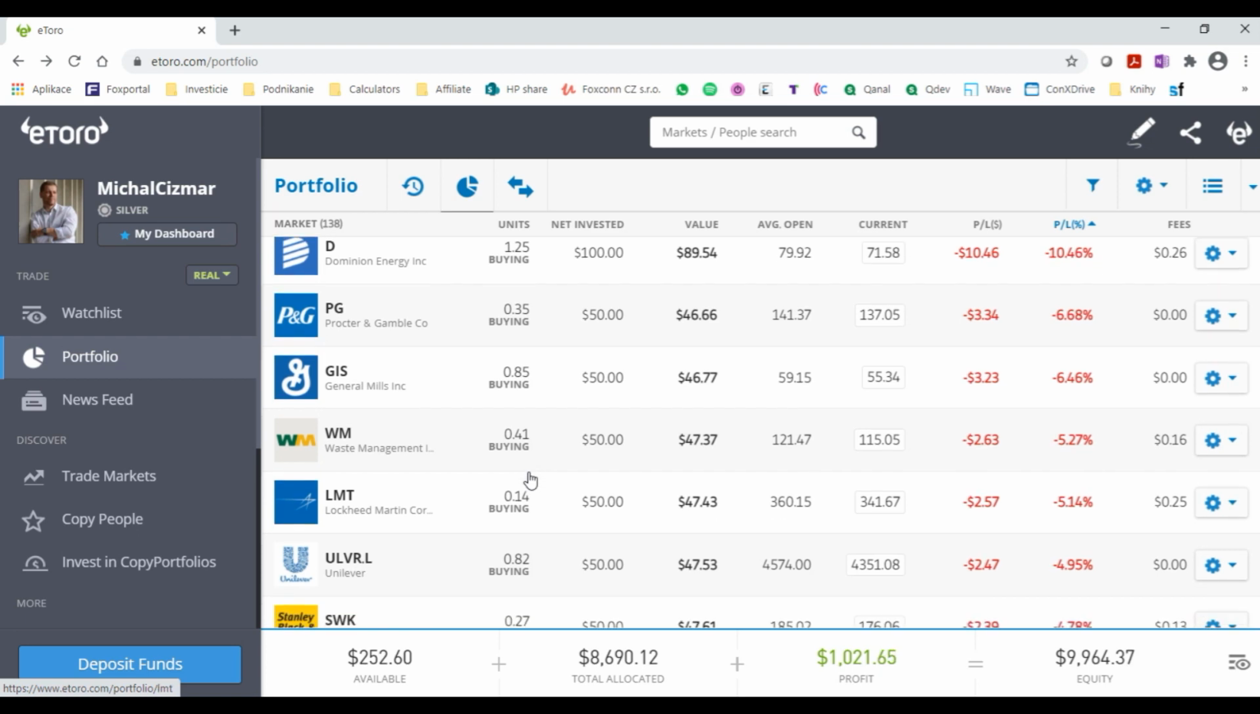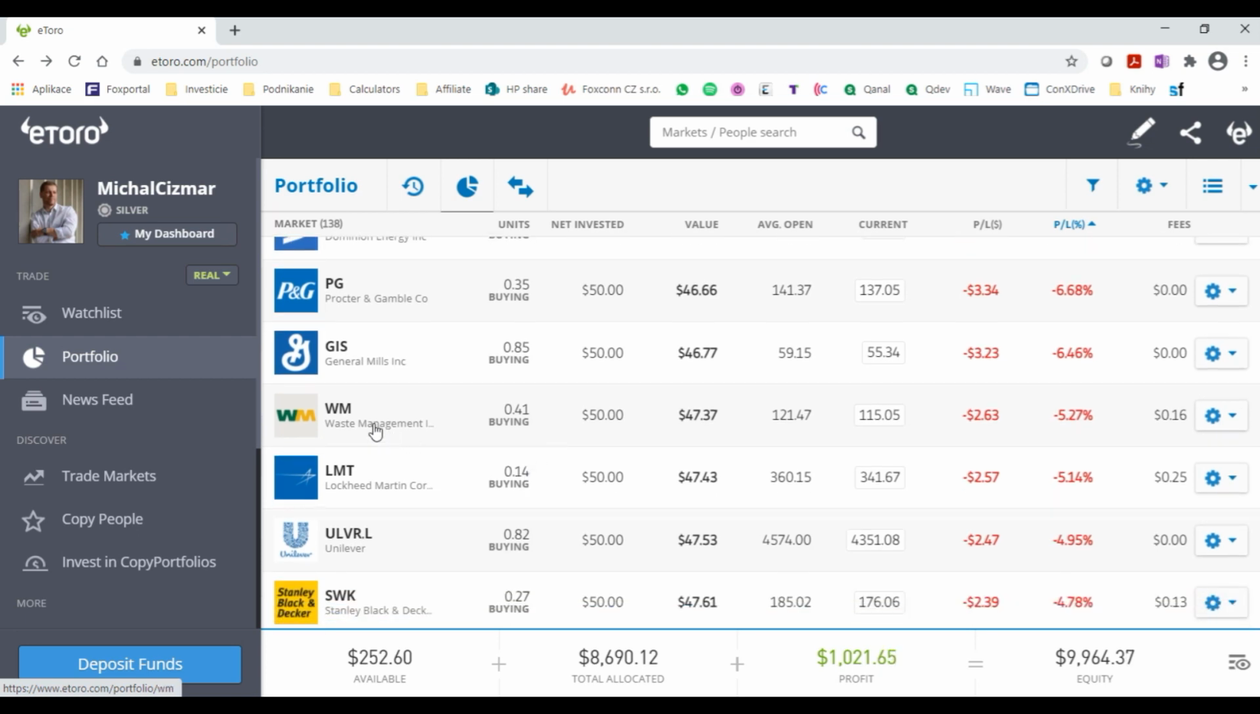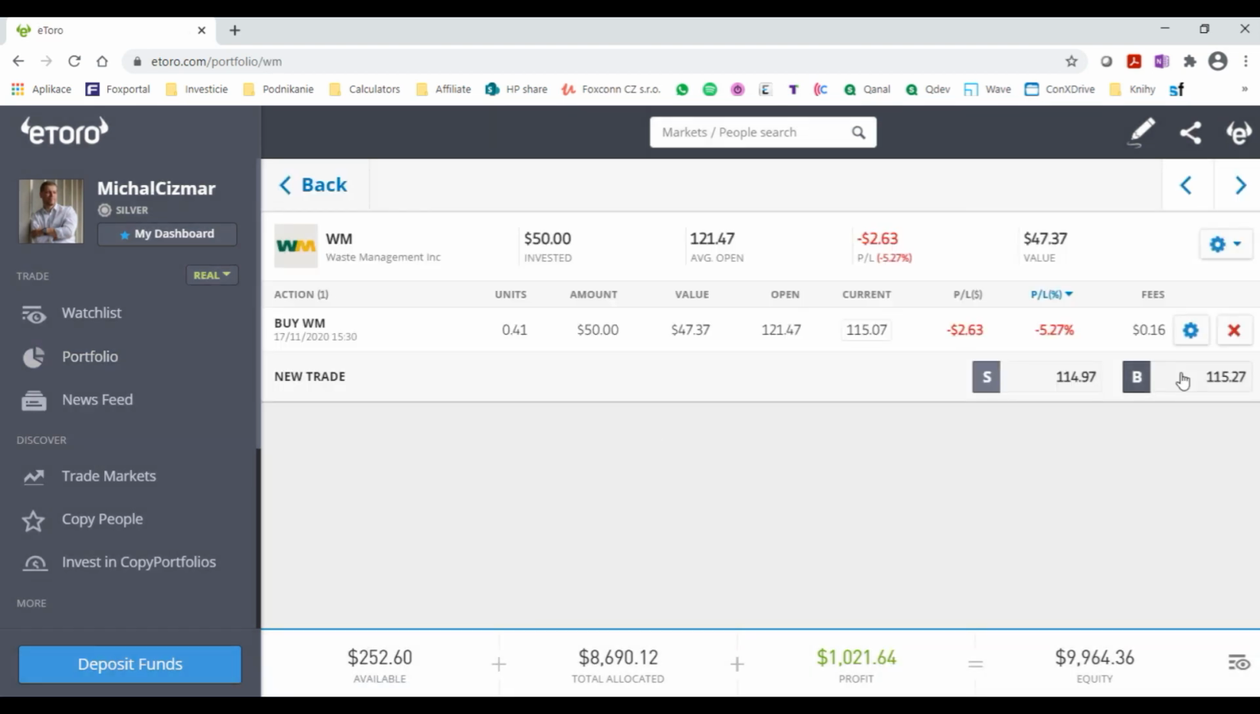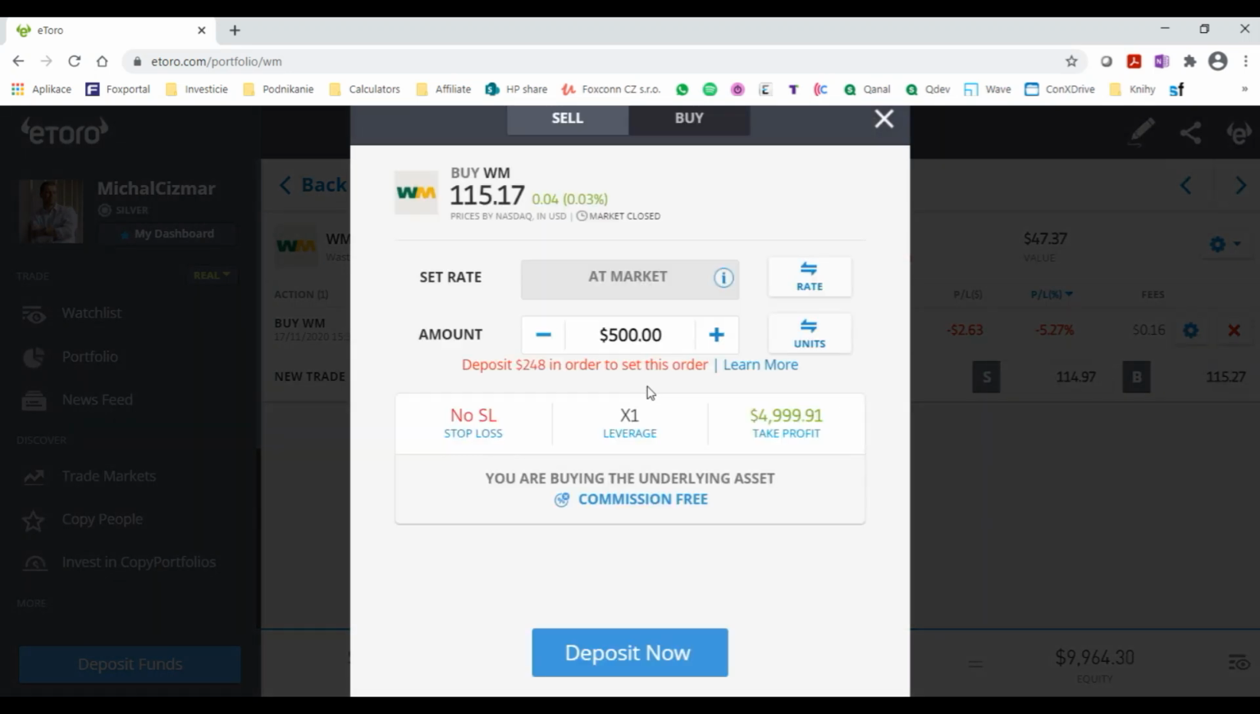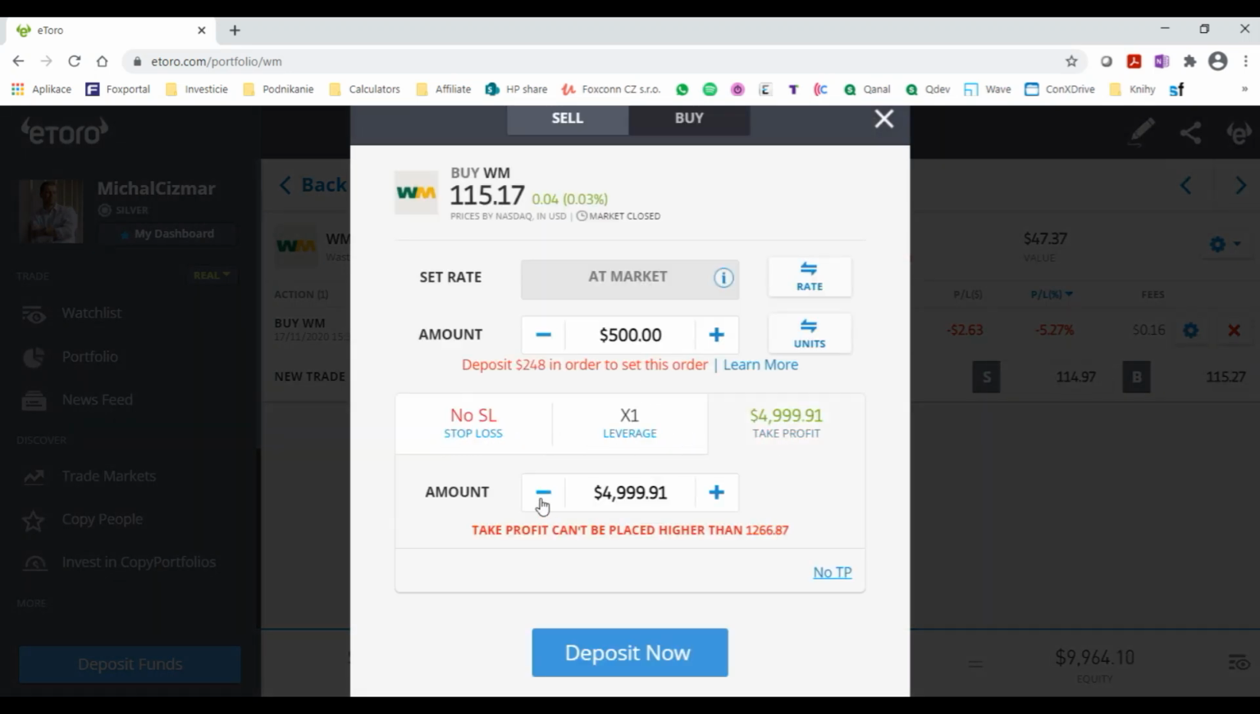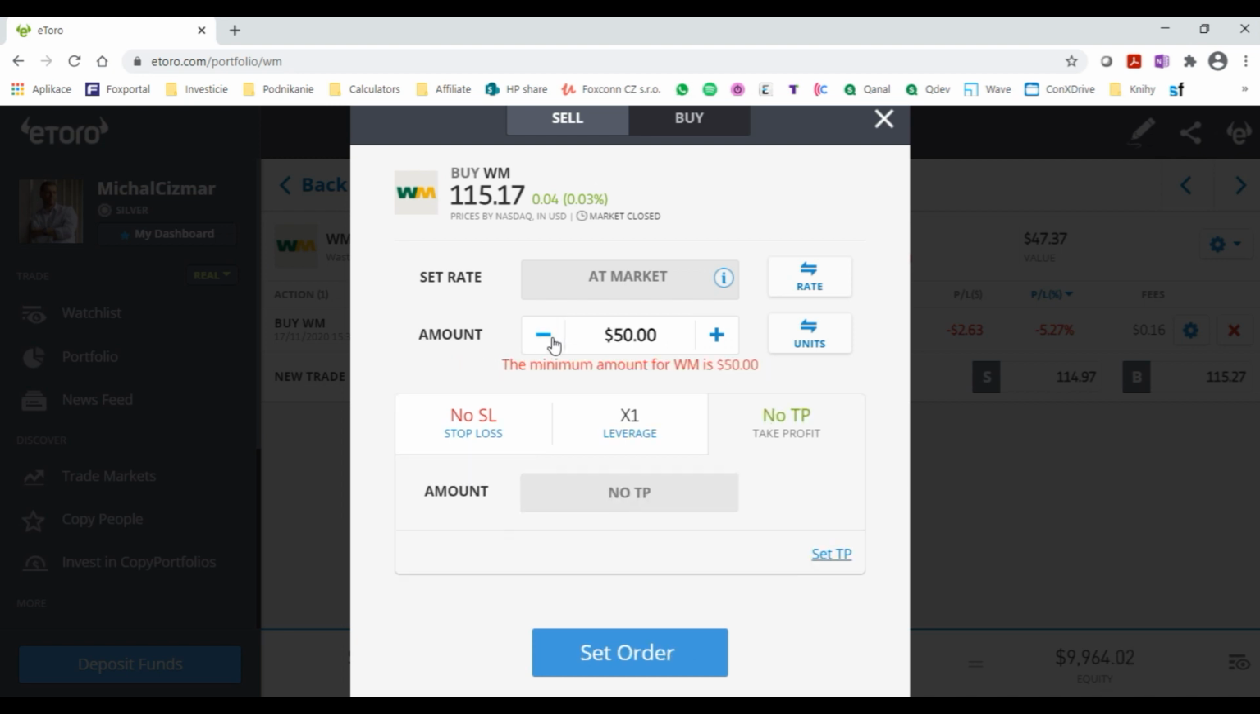Let's buy another one. So again, going down, Waste Management. So buy, check it, no stop loss, leverage 1, take profit, oops, no take profit, and put 50. Set order.